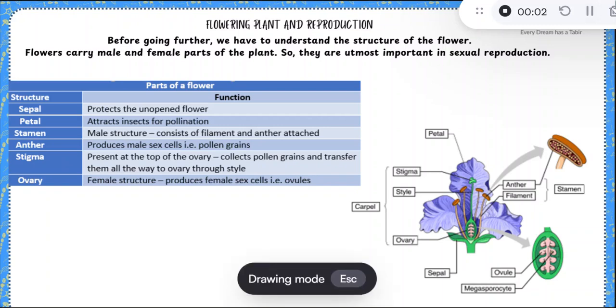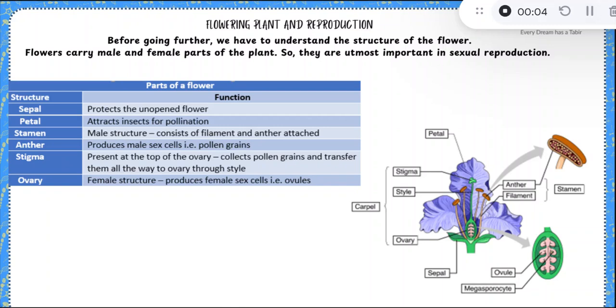So let's talk about the flowering plants and reproductive processes. Flowers carry the male and the female parts of the plant, so they are of utmost importance in sexual reproduction. So let's go over some of the parts.